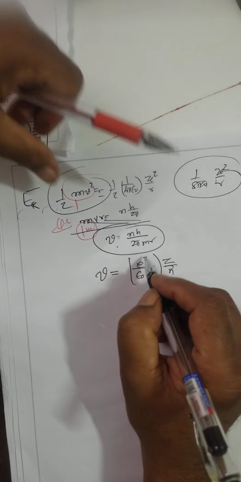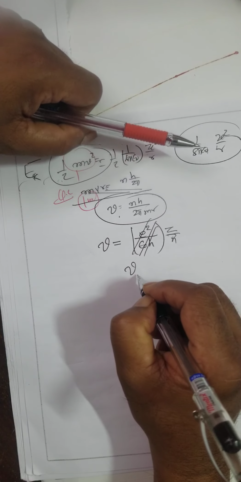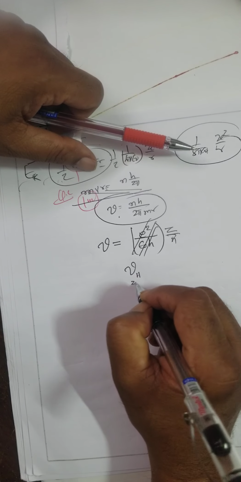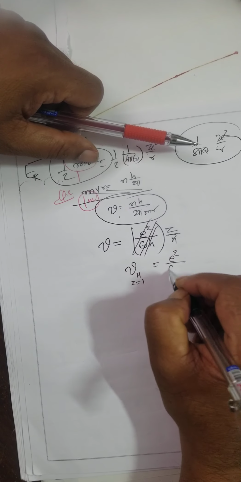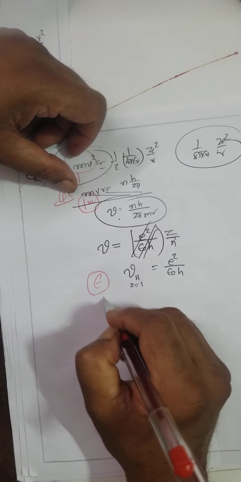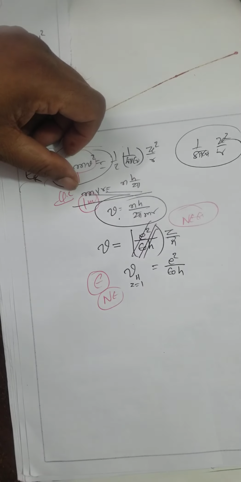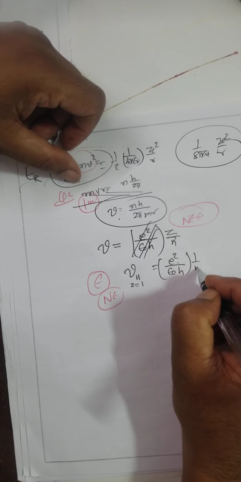See, what do you observe from this? It is a constant, is it not? Velocity of the first orbit for hydrogen atom: for hydrogen atom, Z equal to 1, is it not? Therefore, if you remember this, you can write e square by 2 epsilon naught h. This they have asked in CET, and in NEET also they have asked. And here, what? 1 by n.